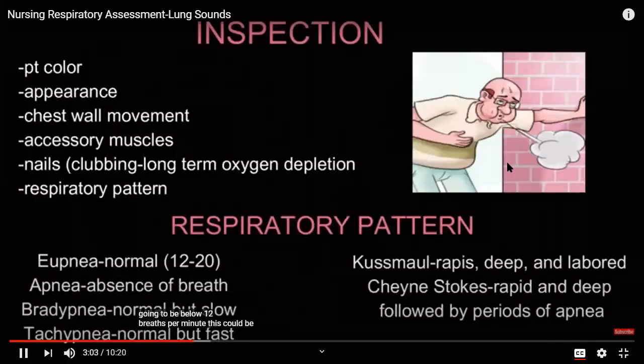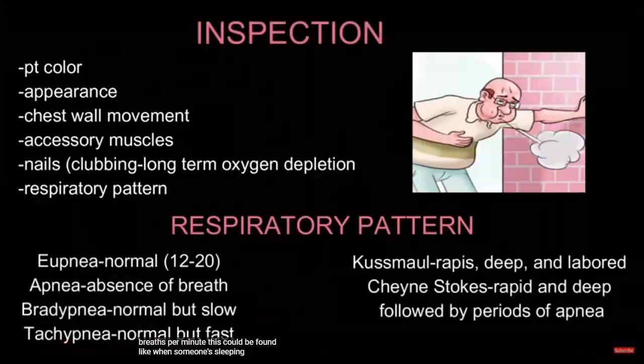This could be found like when someone's sleeping, when someone overdoses, like that. Tachypnea is also normal, so the chest rises and falls, regular breath, but it's much faster, so it's more than 20 breaths per minute. And this could be from a fever, from a compensating mechanism.